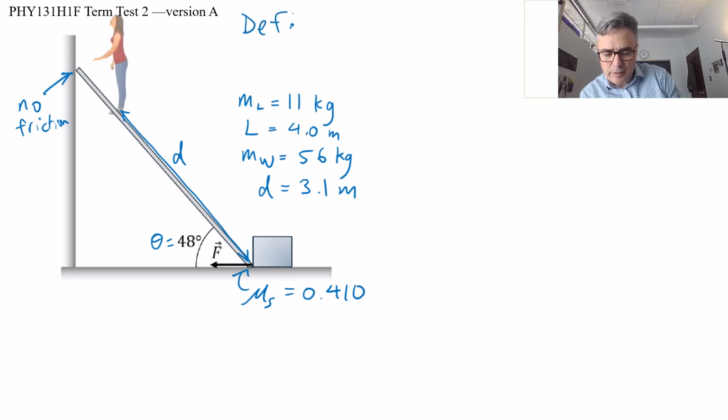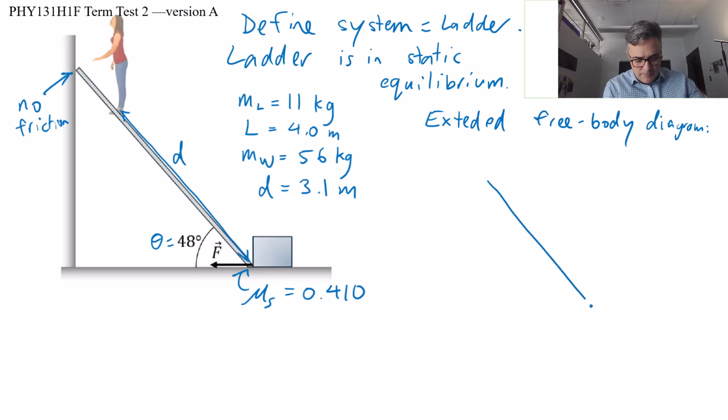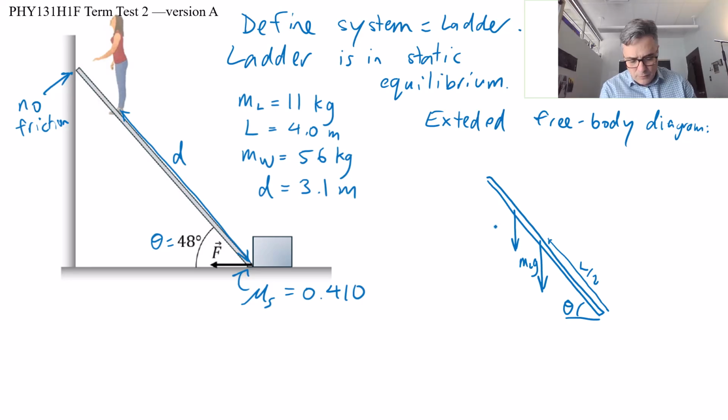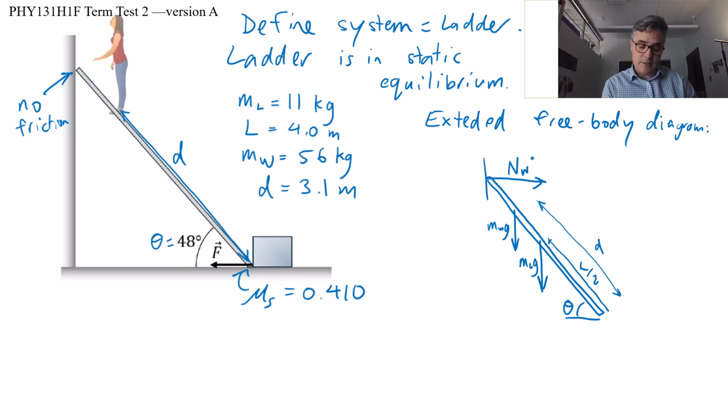So we'll define the system to be the ladder and say that the ladder is in static equilibrium. So the extended free body diagram, kind of draw like this. Here's the theta. It's a uniform ladder, so M ladder g is down at some distance L over 2 from the base. And then there's another force, M woman g, down, and that's at a distance D from the base. Then there's the wall, which is going to produce a normal force. I'm going to call that N_W since it's the normal force from the wall. And then you've got an upward force here, which I'll call N_F from the floor.